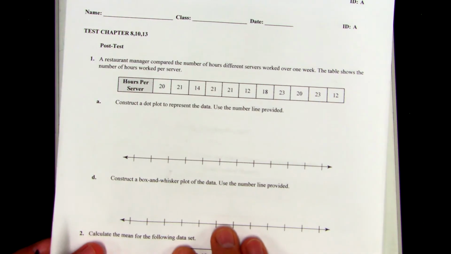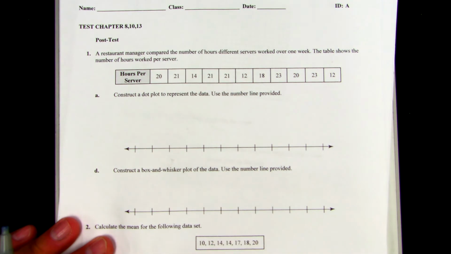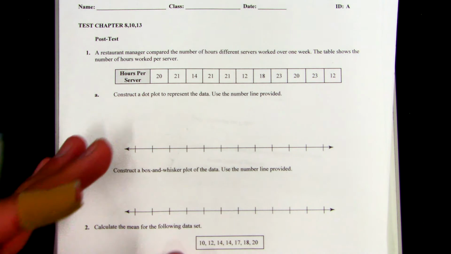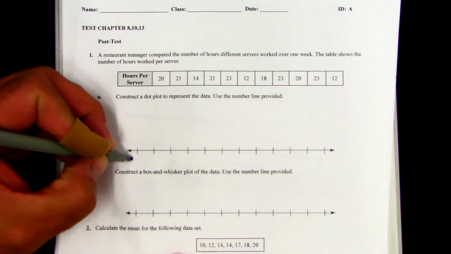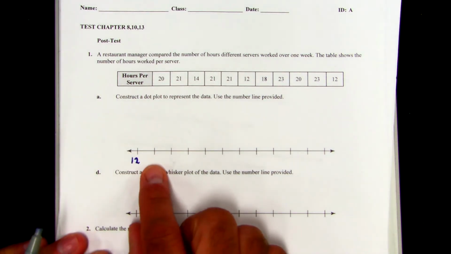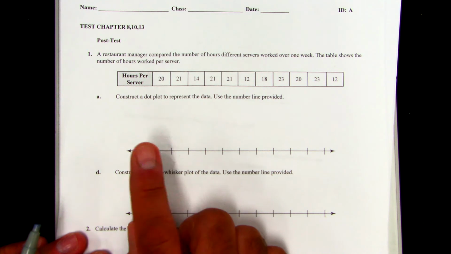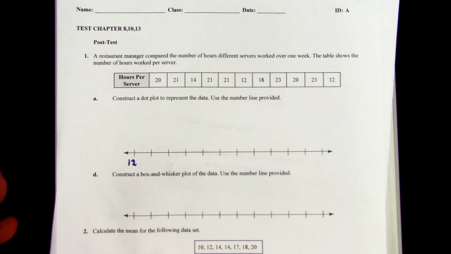So it says to construct a dot plot and use the number line below. Hopefully you understand a number line starts with a number and then moves sequentially. I saw a lot of people who did not count correctly. So for example, they started with 12, and then the next number they wrote was 14. And then the next number they wrote was 16. Hopefully you know a number line goes sequentially. 12, 13, 14, 15, 16, 17, 18. I think that's what you're supposed to do.